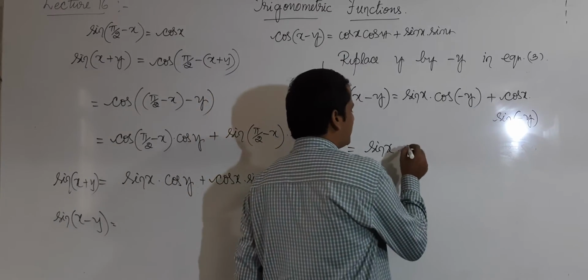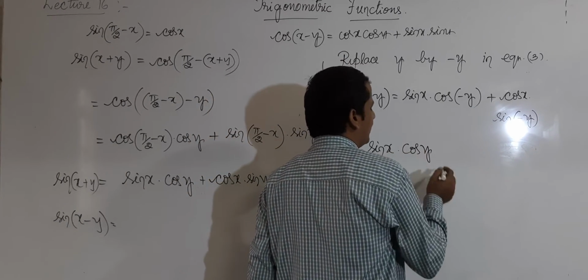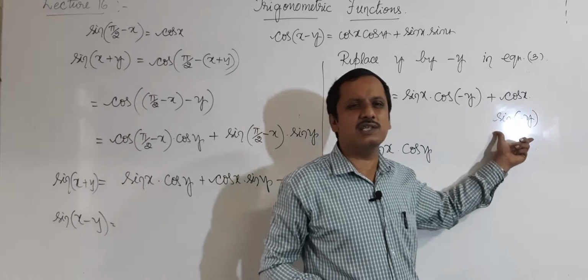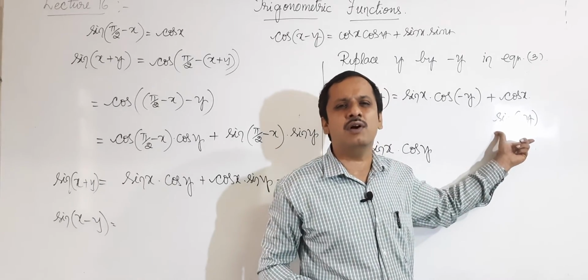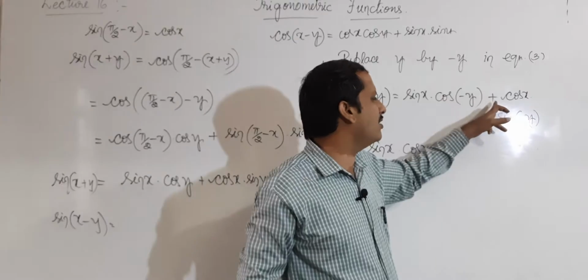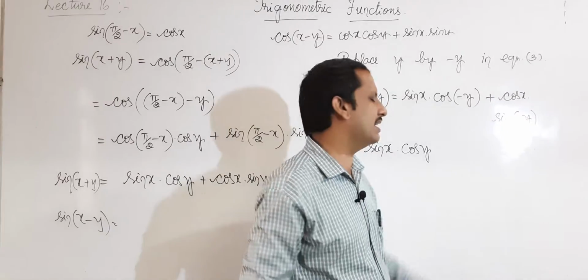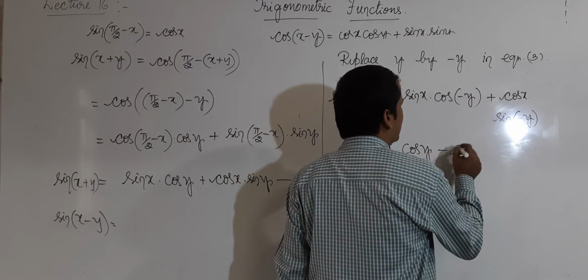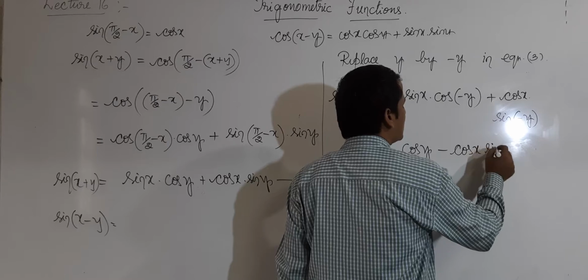So cos of minus y is cos y itself. Then what about sin of minus y? Sin of minus y is equal to minus sin y. So here you have plus cos x into minus sin y. So it will become minus cos x into sin y.